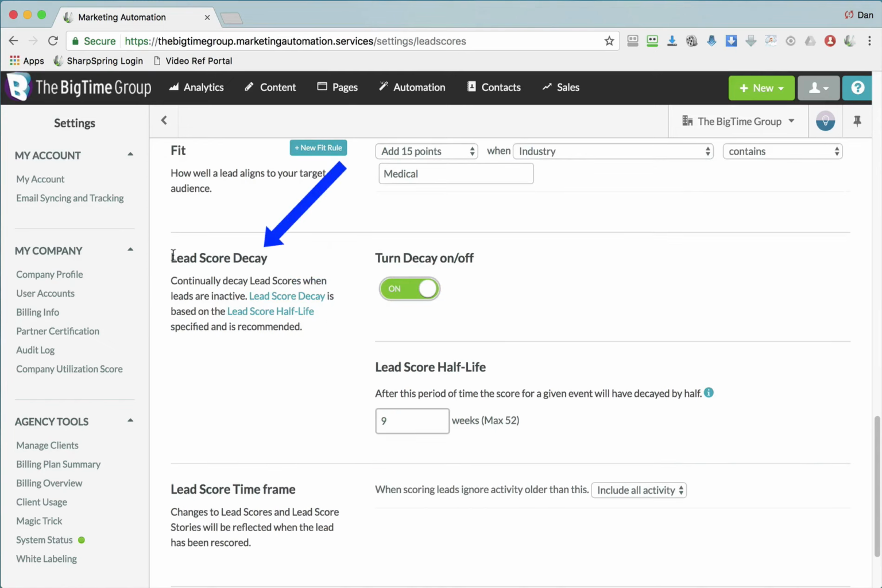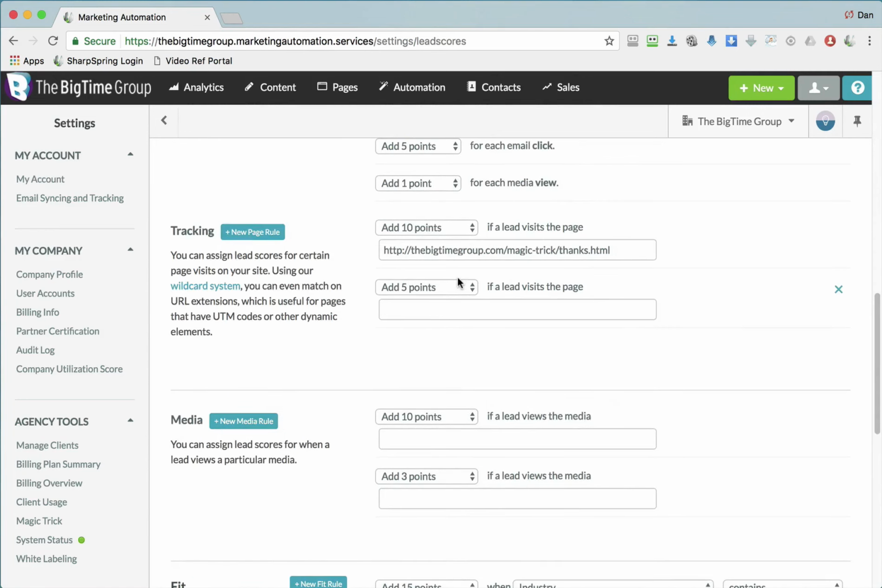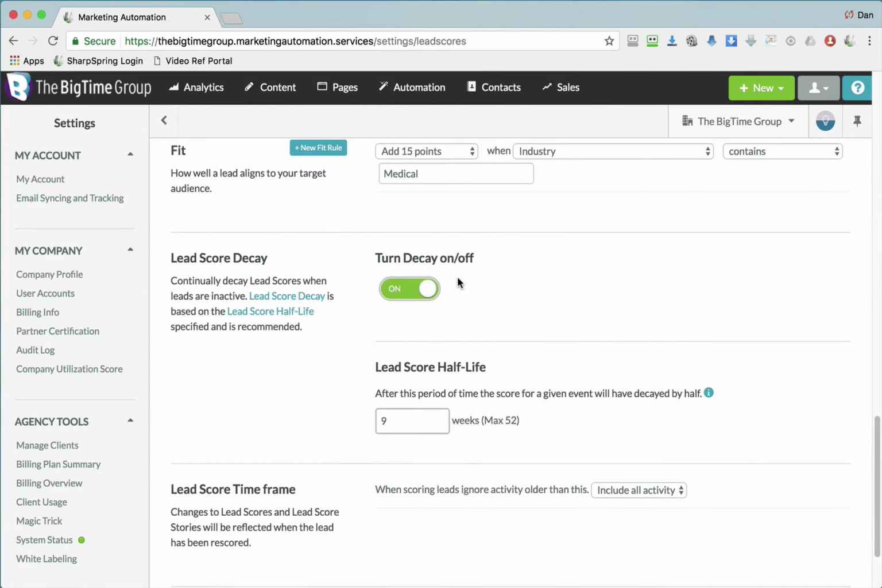Now down here, this is lead score decay. What that means is that someone may fill out all these points and have a very high lead score, but maybe they did that 6 months ago. Now they could be ranked the highest lead score, but if that score is 6 months old, it's unlikely that they're going to buy. I need to reach out to them in a very different way, reconnecting with them, re-nurturing them, getting them back. But I don't want to approach them as if they're ready to buy.